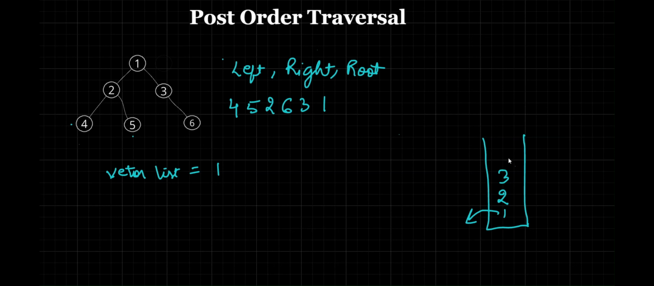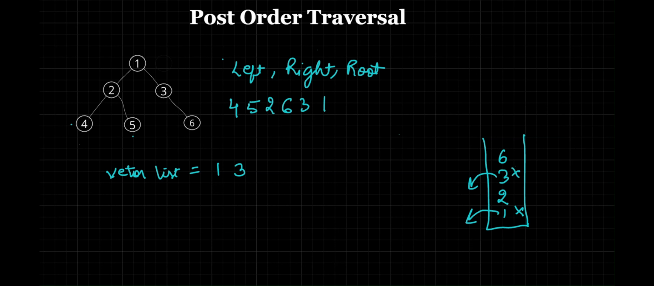Now what is at the top of the stack? We have 3 at the top of the stack. So we will pop it from the stack, place it inside the result list, and now what do we have as a child for 3? We have 6. We will push it here.